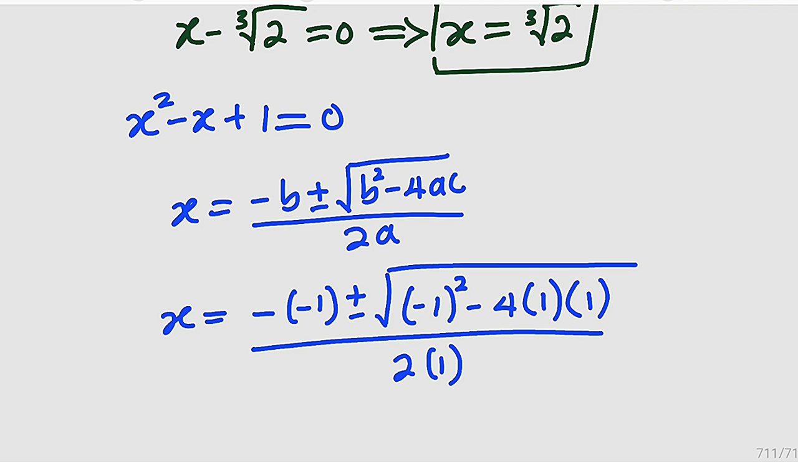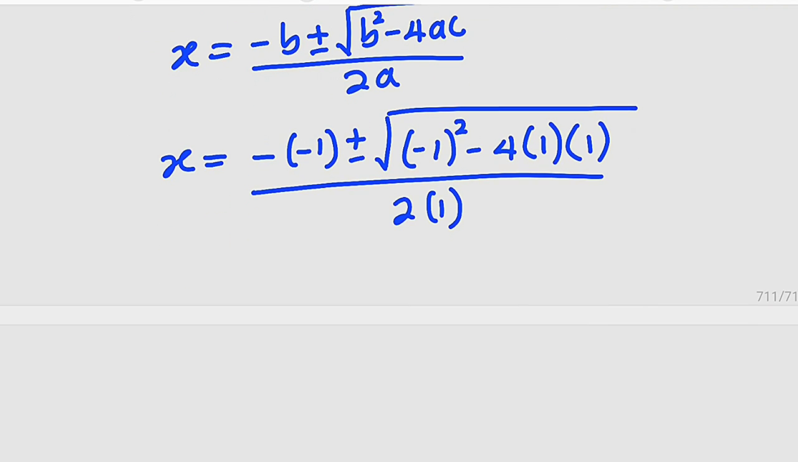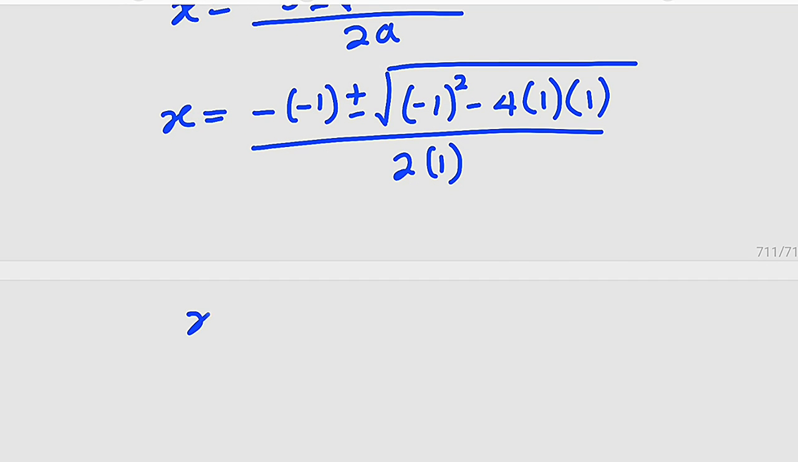a is 1. Let's simplify. x is equal to minus -1 is 1, plus or minus the square root of negative 1 squared is 1, minus 4 times 1 times 1 is 4.